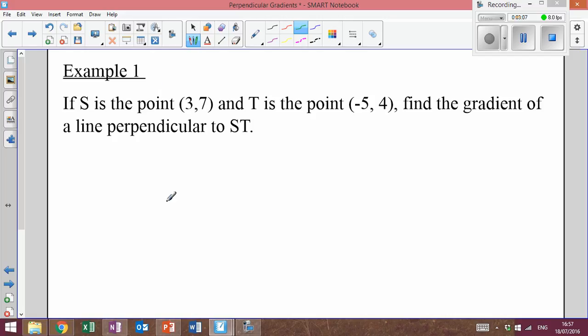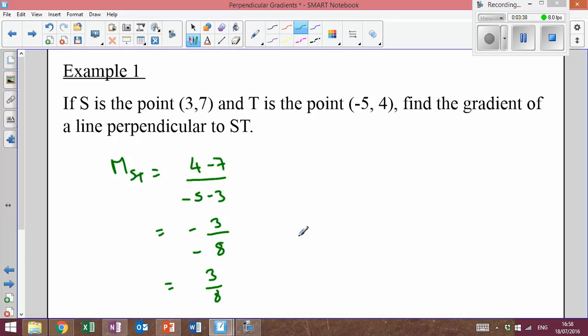Okay, and here's an example. If S is the point (7, 3) and T is the point (4, -5), find the gradient of a line perpendicular to ST. Now, if we want the gradient of the perpendicular line, all we need is the gradient of the line ST. So let's find that gradient. That's going to be 4 subtract 7 over negative 5 subtract 3, which is going to be negative 3 over negative 8. So let's just call that 3/8.